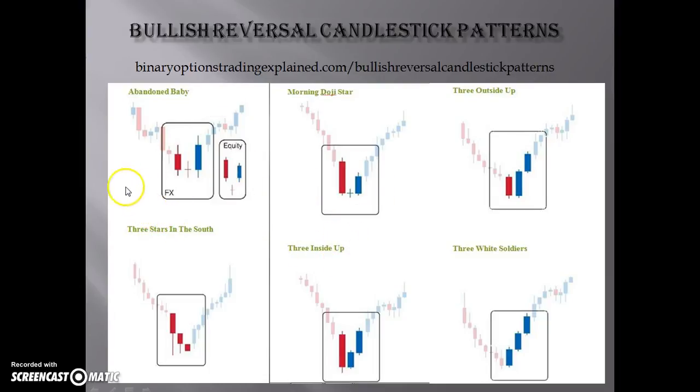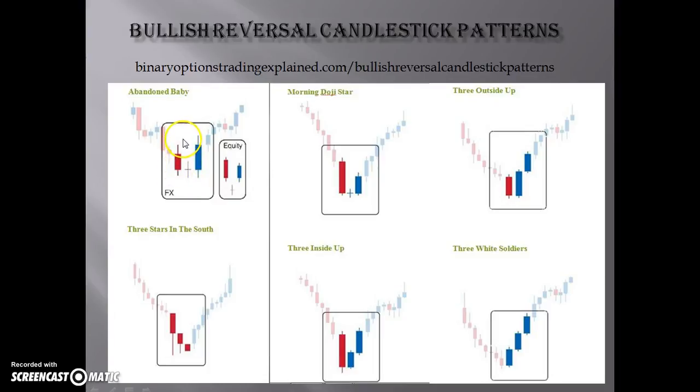In the meantime, I can talk about a few. Now we have the abandoned baby, the morning doji star, the three outside up, the three stars in the south, the three inside up, and the three white soldiers. These are the six I have right here. Each of these patterns has its own way of forming.